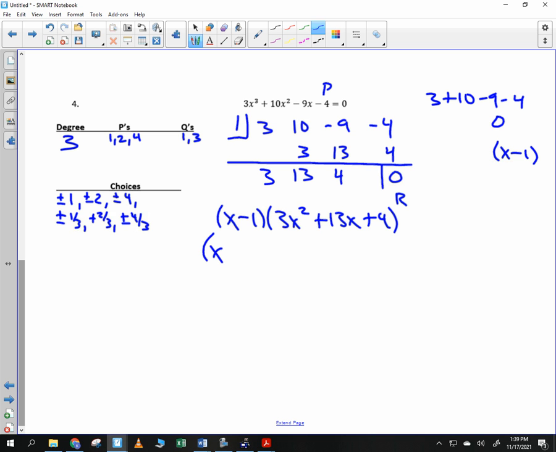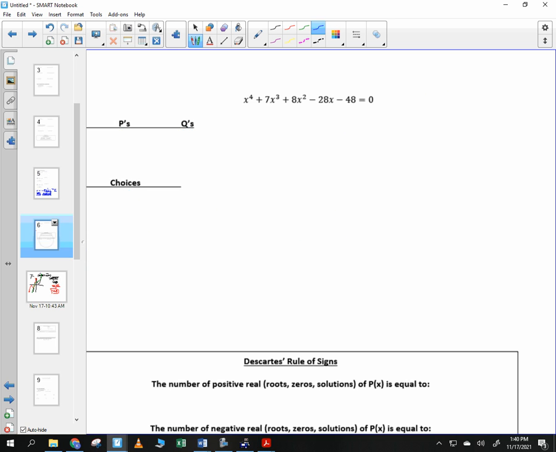It sure does. My good friend Marissa tells me it factors to 3x plus 1 times x plus 4. So I have solutions of x is equal to? Good. If I wanted a graphic, could I? Yep. Are those part of my choices? If they weren't, I made a mistake. Flip it over, last problem, and then you'll have time to work.